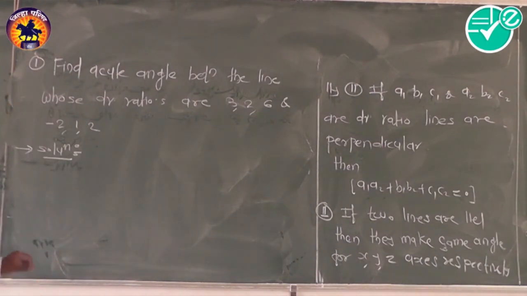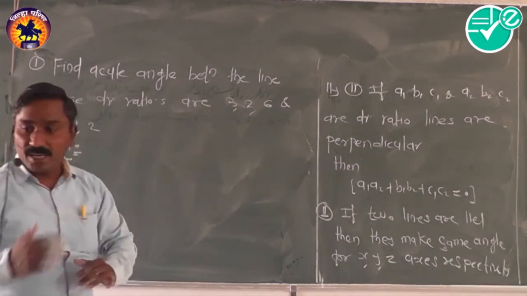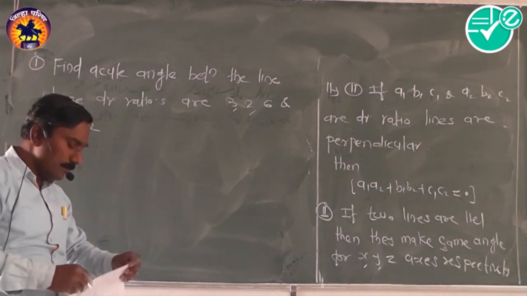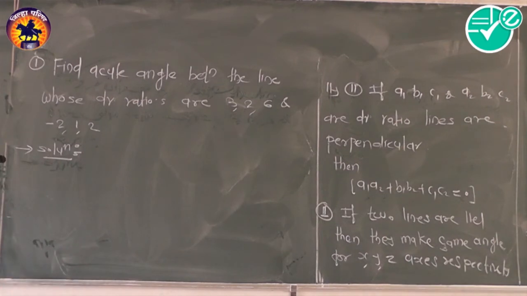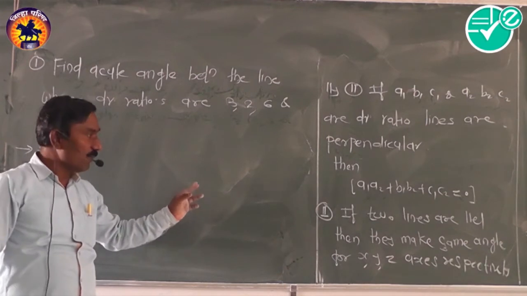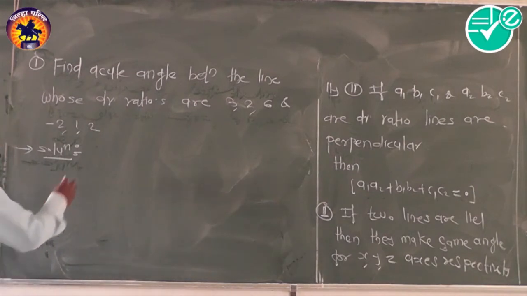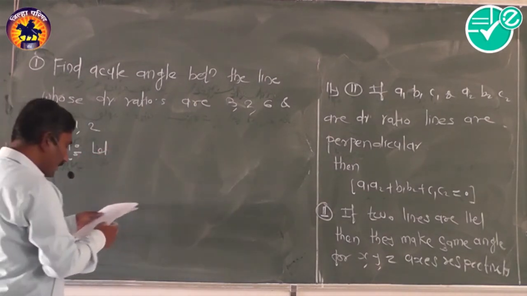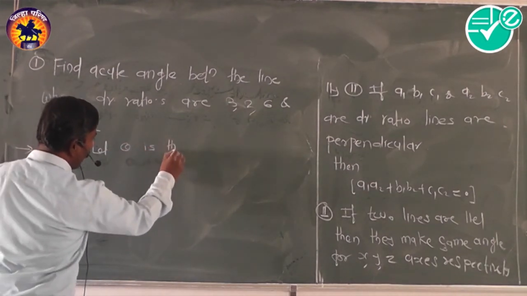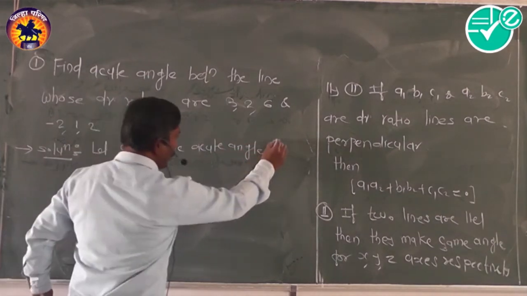So here we are given direction ratios, not direction cosines. So here we have to use the next formula: cos theta is equal to mod of a1 a2 plus b1 b2 plus c1 c2 divided by under root a1 square plus b1 square plus c1 square into under root a2 square plus b2 square plus c2 square. Now how can we solve it? Let theta be the acute angle between the lines.